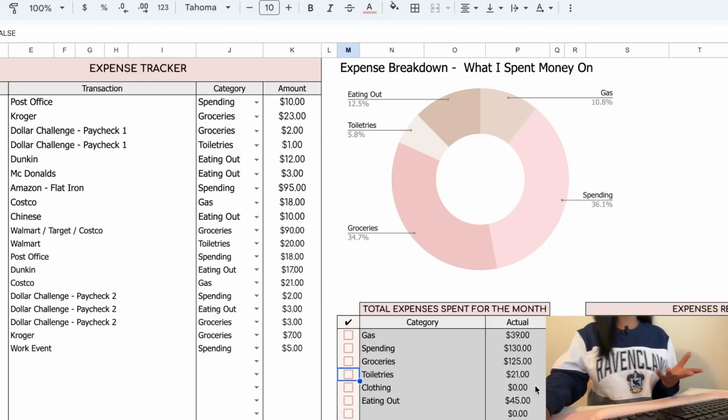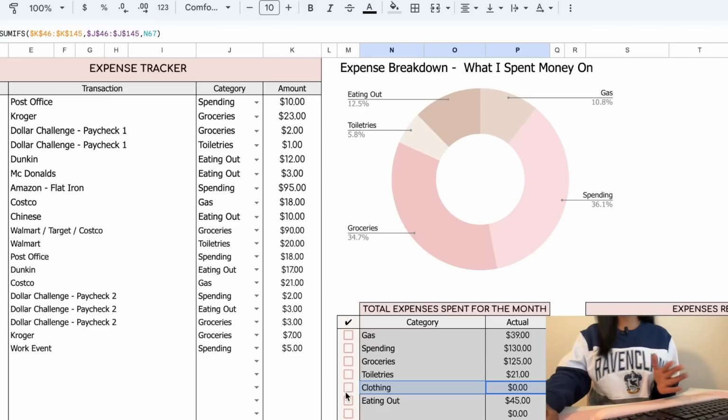Here we have clothing, but we see I spent nothing out of this category. I am trying to save up my clothing money so that I can do a shopping spree once I have a good amount of money. So I won't anticipate really taking anything from there just yet.